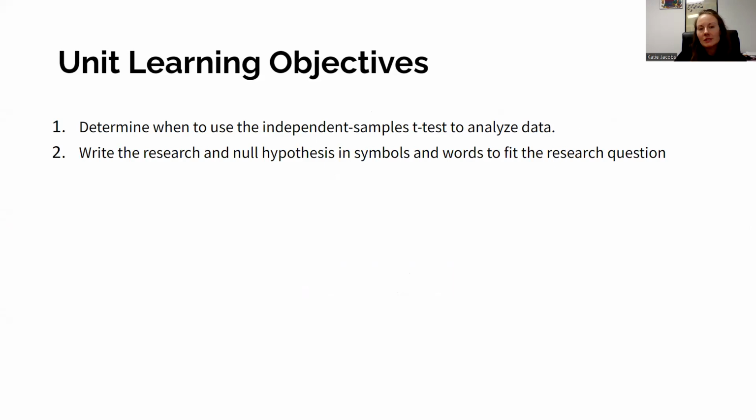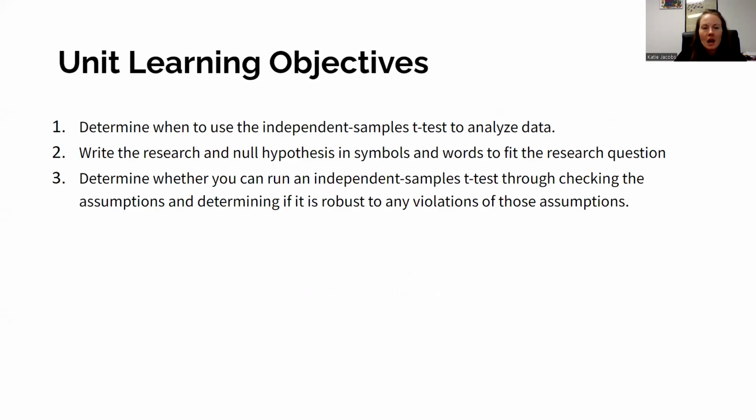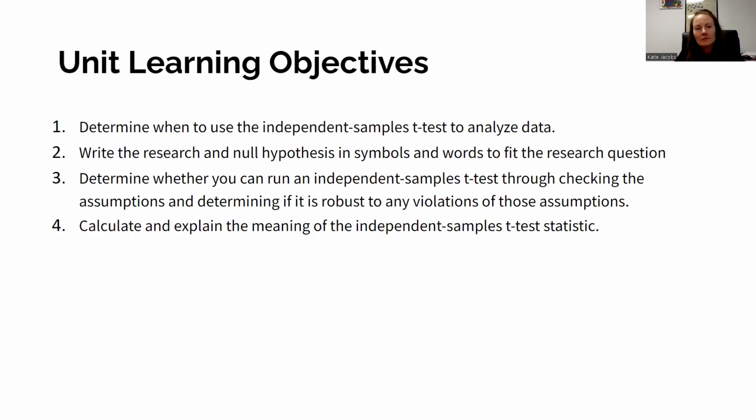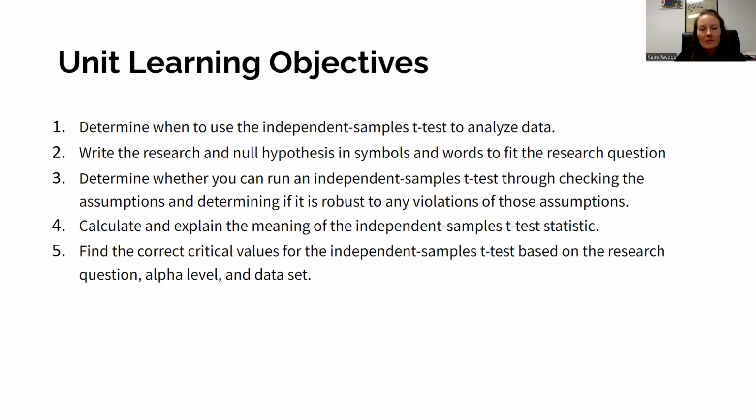I want you to be able to write the research and null hypotheses in symbols and words to fit the research question. I want you to be able to determine whether you can run an independent samples t-test through checking the assumptions and determining if it's robust to any violation of those assumptions. I want you to be able to calculate and explain the meaning of the independent samples t-test. I want you to find the correct critical values for the independent samples t-test based on the research question, alpha level, and data set.